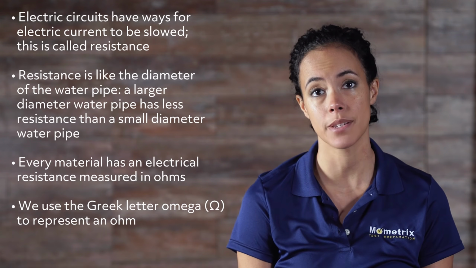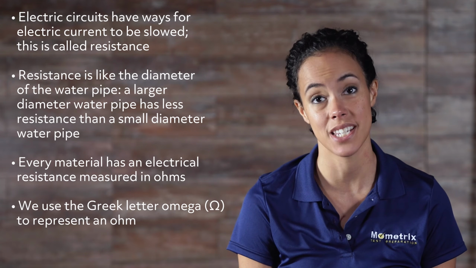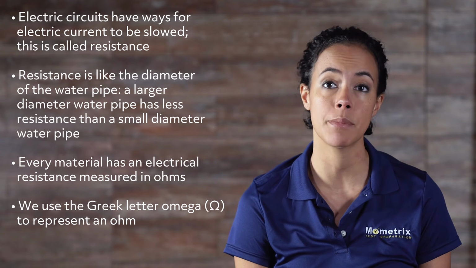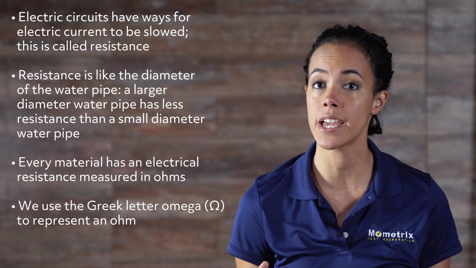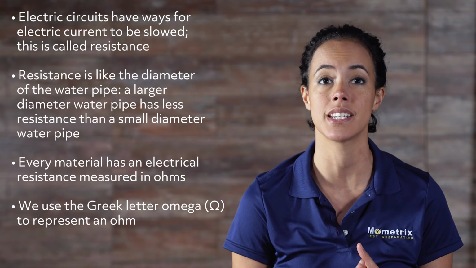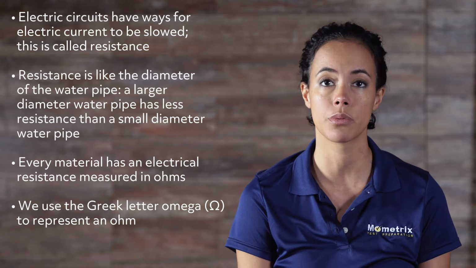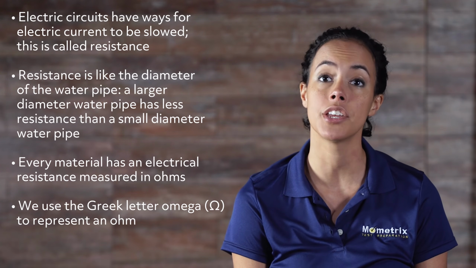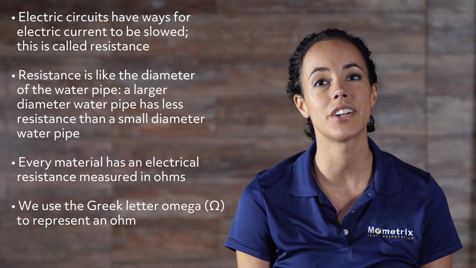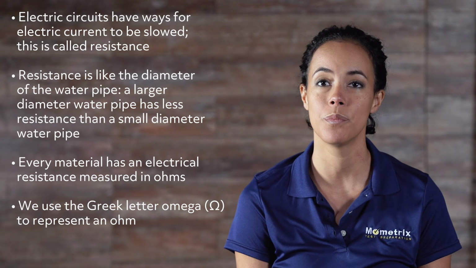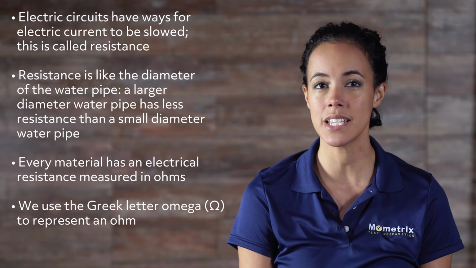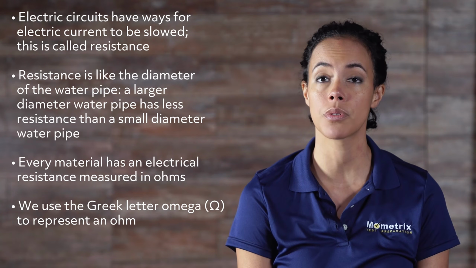Just like water pipes have ways for the water to flow to be slowed, electric circuits also have ways for electric current to be slowed. This is called resistance. Resistance is like the diameter of the water pipe. A larger diameter water pipe has less resistance than a small diameter water pipe. Every material has an electrical resistance, and it is measured in ohms. We use the Greek letter omega to represent an ohm. This unit of measure tells us how easy it is for our electric current to move through the material.